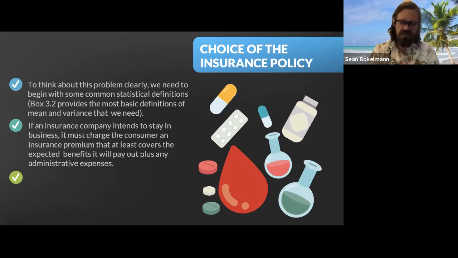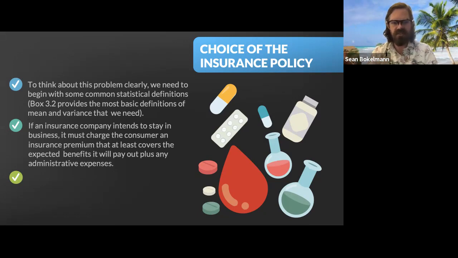Now, like I mentioned just a second ago, the insurance company has to operate in a way that at least breaks even, but of course they're trying to make profits. But at a minimum, they have to break even, right, in order to stay in business. And so it has to charge the consumer a premium that at least covers the benefits that it expects to pay out, plus any administrative expenses or other expenses involved with running the insurance company.